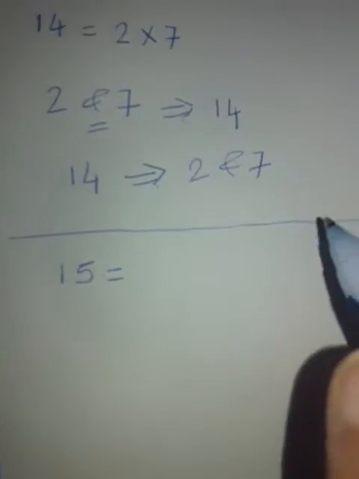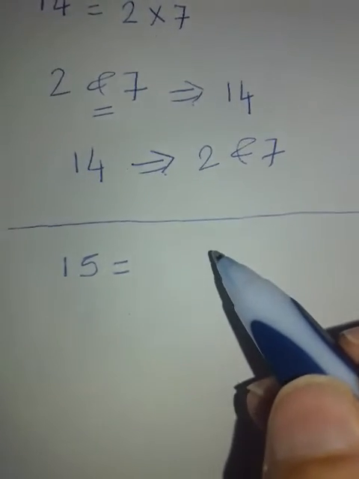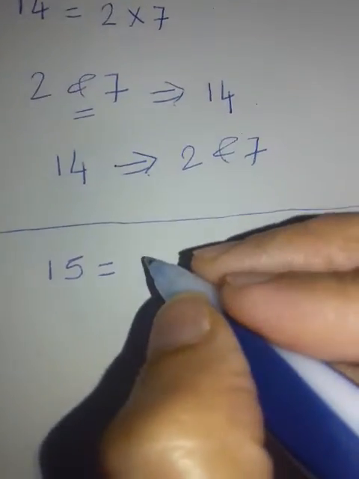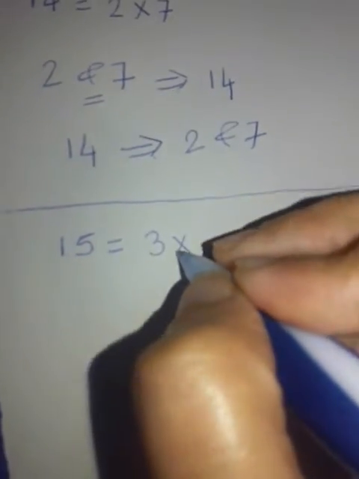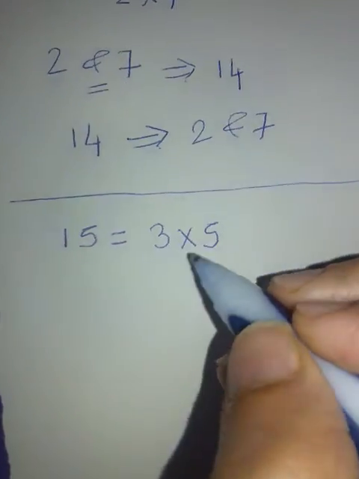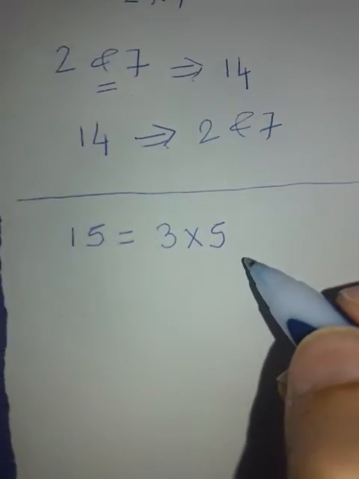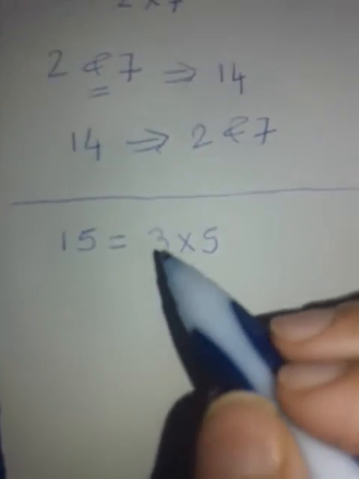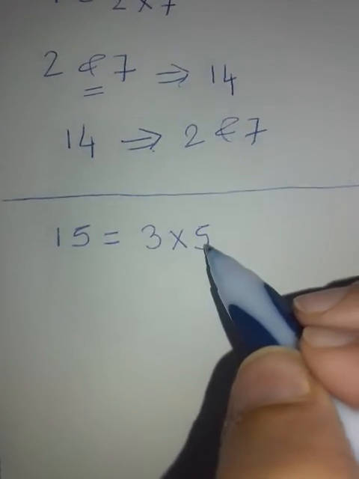Now let's take number 15. 1 into 15, let's ignore that. 2 into something, no, 15 is an odd number, so 2 is not a factor. So we'll start with 3. 3 into 5. Then 4, no. Then again 5 into 3, so I guess factors are over. So 15 can be factorized as 3 into 5.